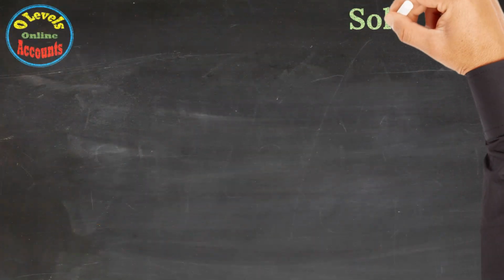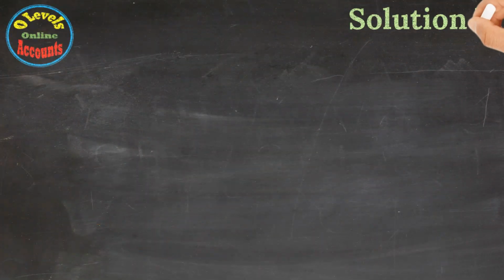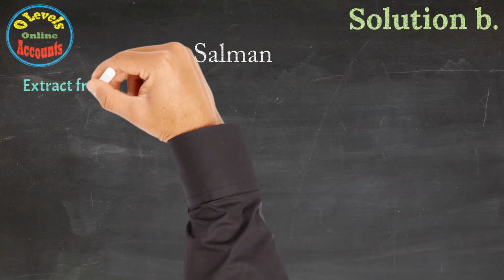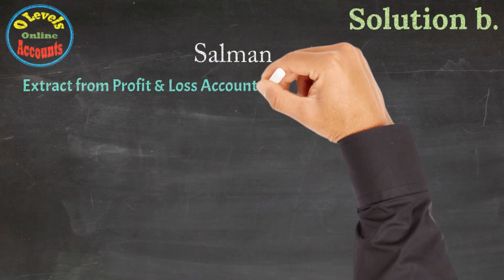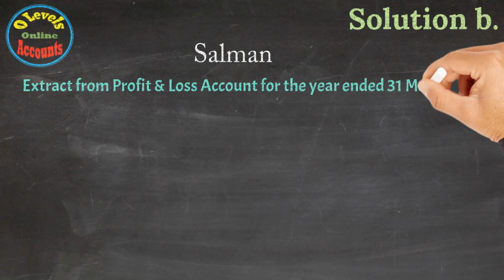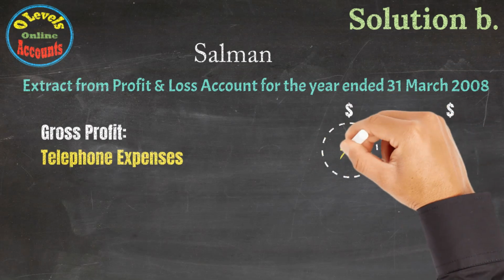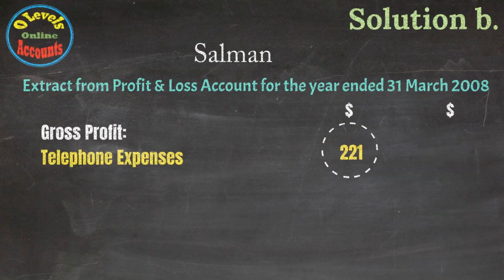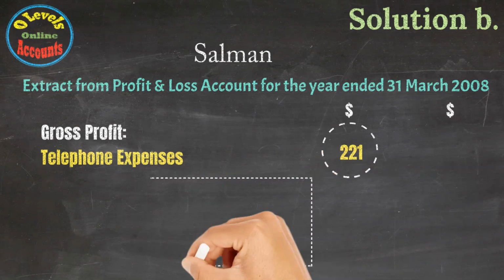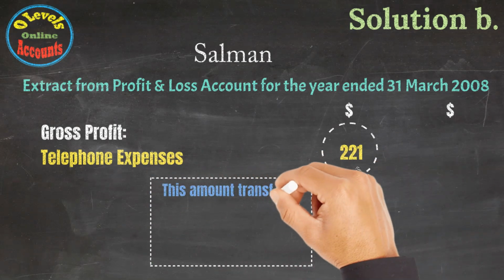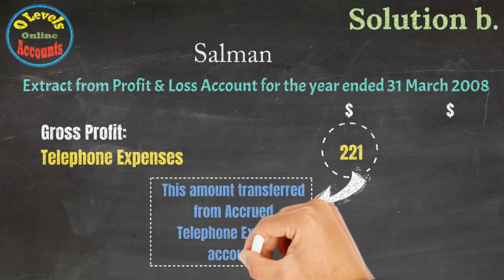In requirement B, we will prepare the extract from the profit and loss account for the year ended March 31, 2008. The value of $221 should be placed under the gross profit within the expense section as telephone expense. This value is transferred from the accrued telephone account. Let's move to the next solution.